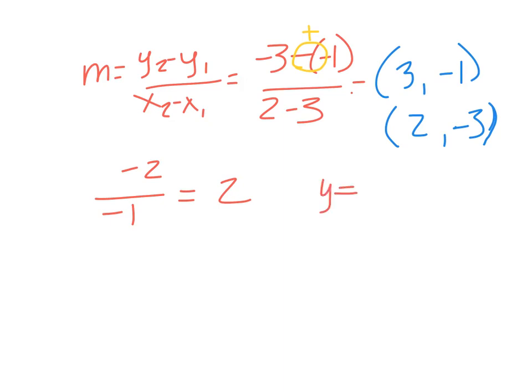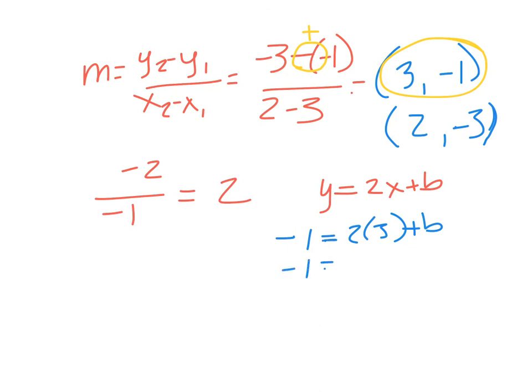So now I have this equation, y equals 2x plus b. I can plug in one of these points. Which one do we want to plug in? 3 and 1? Okay. So I'm going to have negative 1 equals 2 times 3 plus b. 2 times 3 is 6. So minus 6, minus 6. So I get b equals negative 7. So then now I can write my equation y equals 2x minus 7.